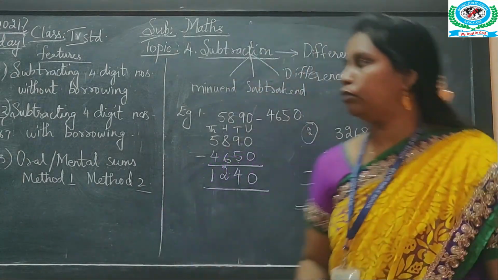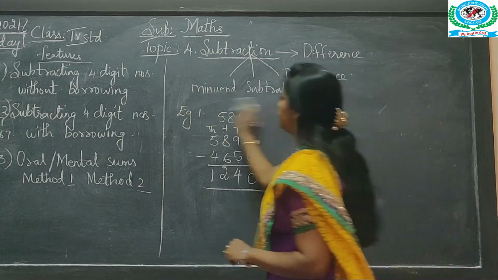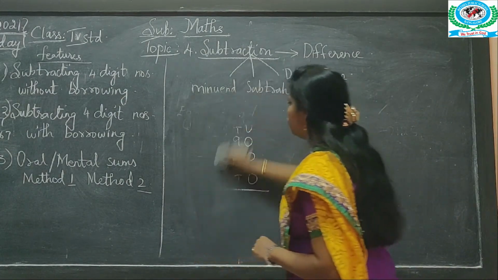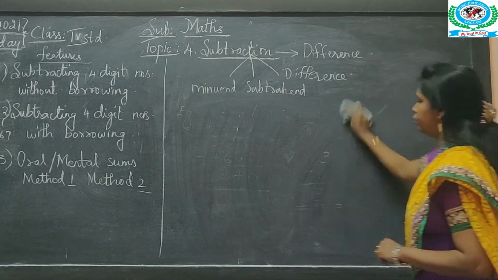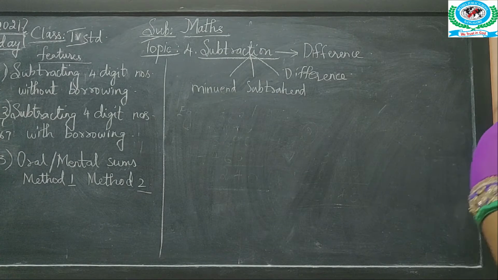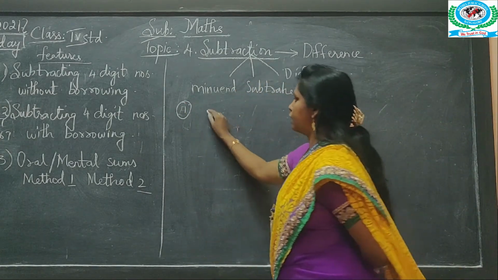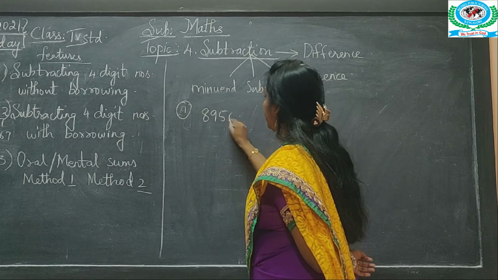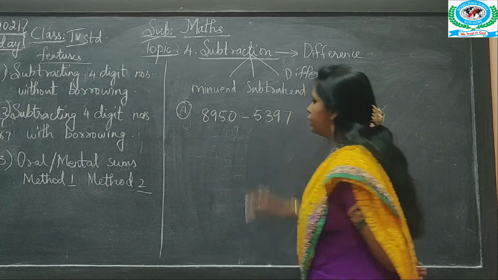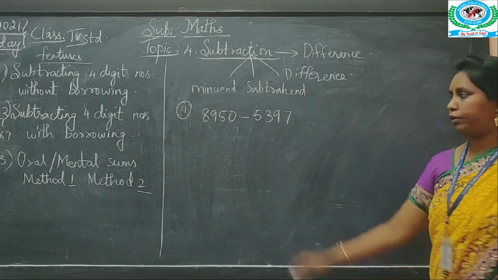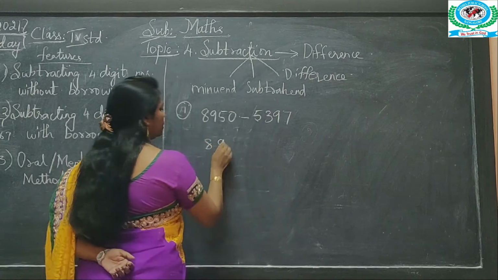Now moving on to the second unit, that is subtracting 4-digit numbers with borrowing. Subtracting 4-digit numbers with borrowing. So if I give you an example like 8,950 minus 5,397. So how you are going to subtract this? The first step is to arrange the numbers.